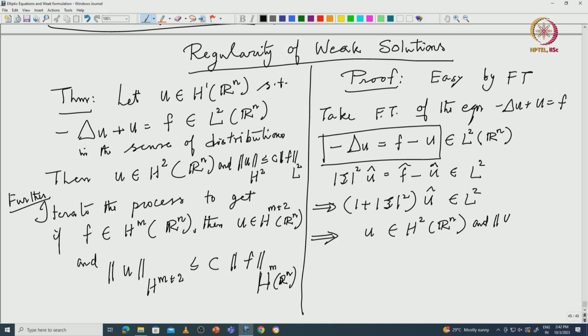The norm of u in H2 is the same as the norm of (1 plus mod xi squared) u hat in L2, and that is less than or equal to a constant times the norm of f hat in L2, which is the same as a constant times the norm of f in L2. That is it. So that is the first part. Now how do we iterate that process? That is what we are doing.